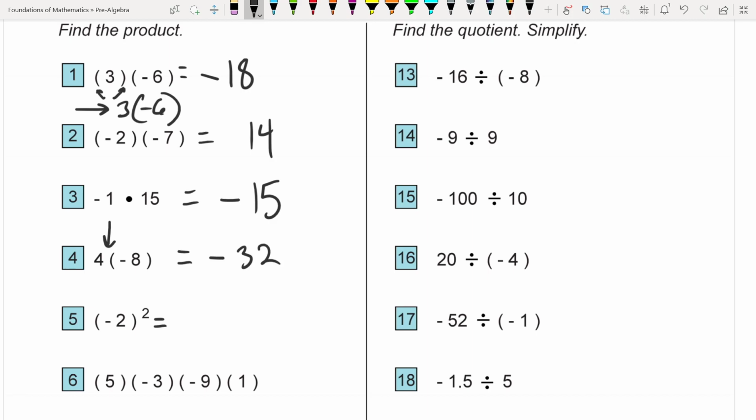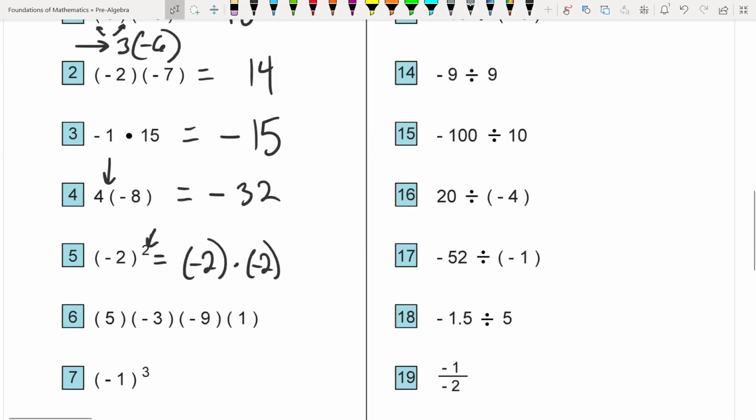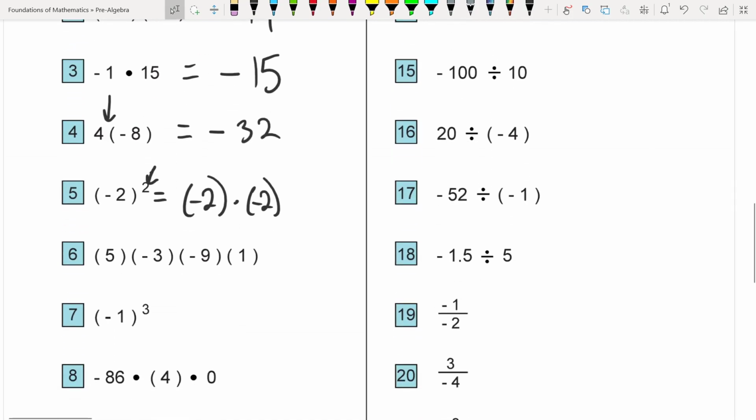Now this is kind of a preview for the next section. Squaring is just where you multiply by itself that many times. In this case, you multiply by itself 2 times. If it was 3, it'd be 3 times, like down here. Negative 1 cubed is negative 1 times negative 1 times negative 1. But here we have negative 2 times negative 2, which is going to be positive 4.